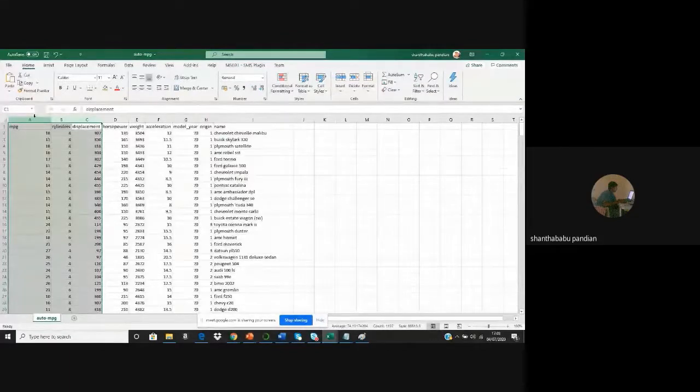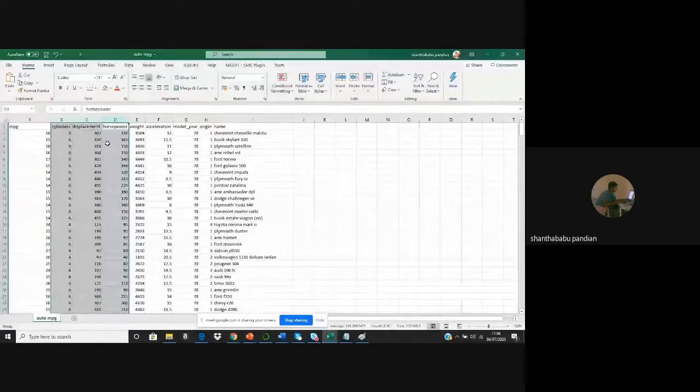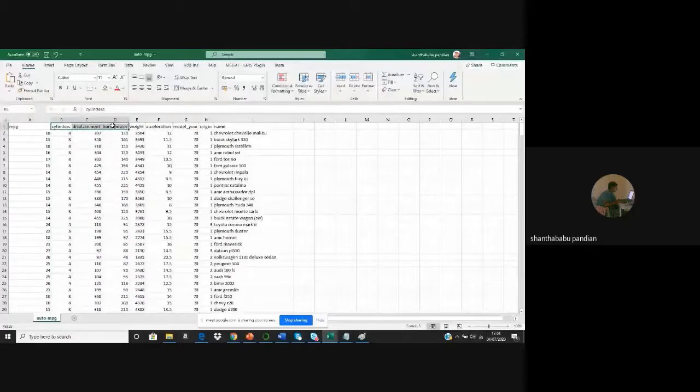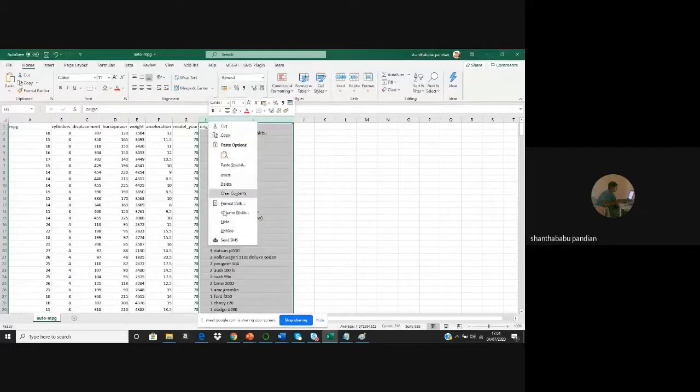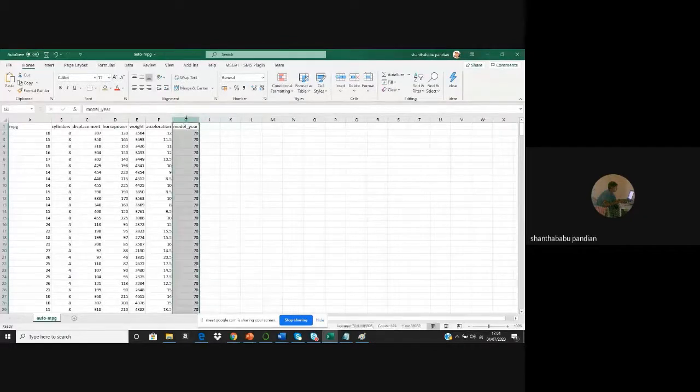And horsepower. I will find out whether all these three features impact my MPG or not. Certainly, the name will not impact, correct? It's not required, and sometimes origin is not required. So I'm not going to select these two columns at the very initial moment. I can exclude these columns for my analysis, hide this one, and model year. I don't want this one either, so I can hide it.